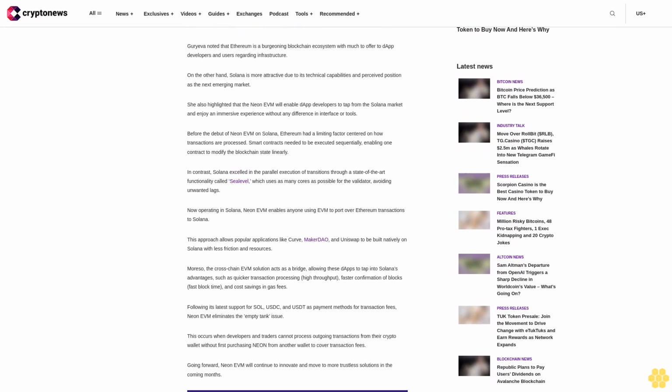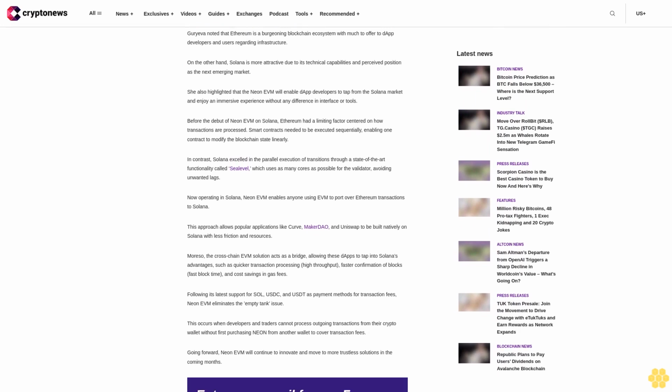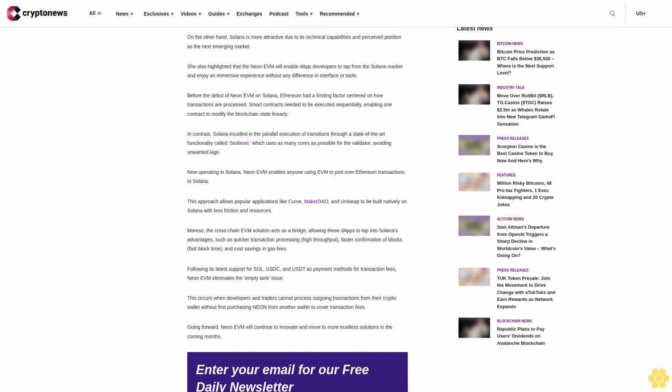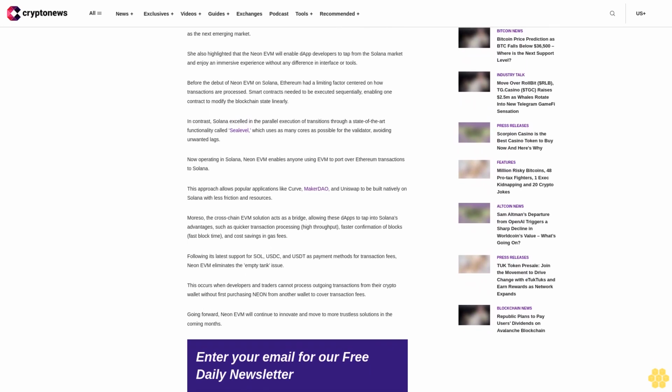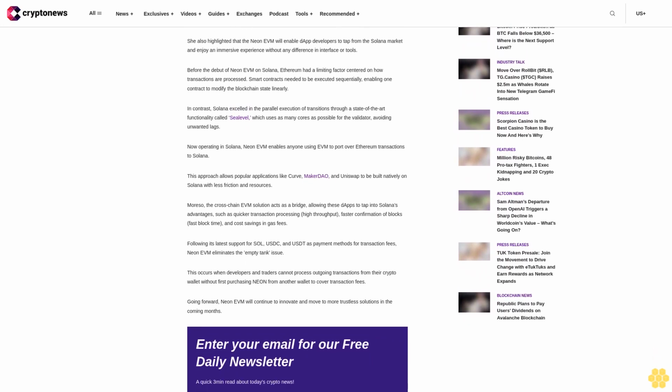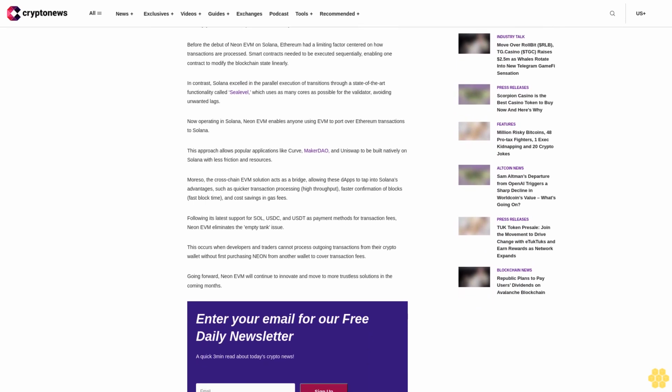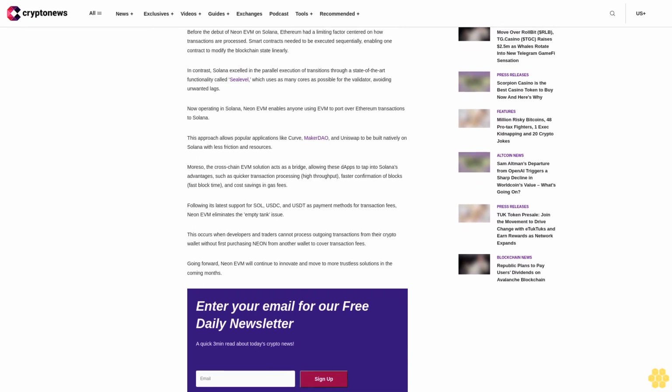Gurieva noted that Ethereum is a burgeoning blockchain ecosystem with much to offer to dApp developers and users regarding infrastructure. On the other hand, Solana is more attractive due to its technical capabilities and perceived position as the next emerging market. She also highlighted that the Neon EVM will enable dApp developers to tap into the Solana market and enjoy an immersive experience without any difference in interface or tools.